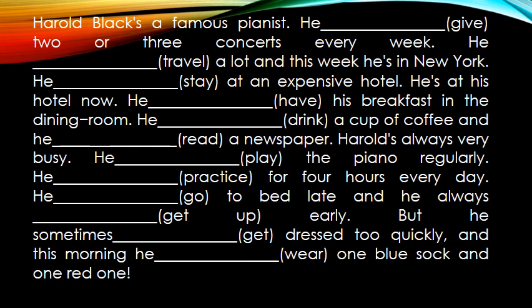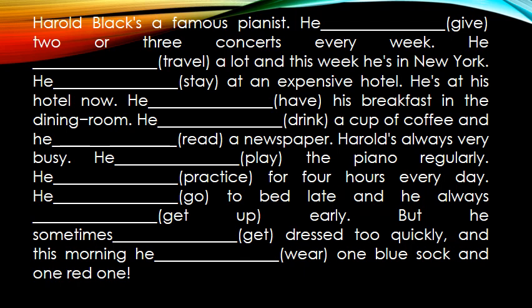Okay, guys, this is an example about the simple present tense and the present progressive at the same time. This will help you differentiate between both tenses. Okay, Harold Black is a famous pianist. We started talking about Harold Black. He, the verb is give, 2 or 3 concerts every week.